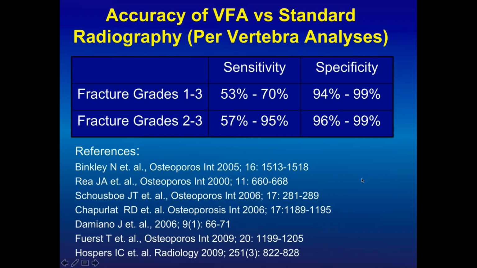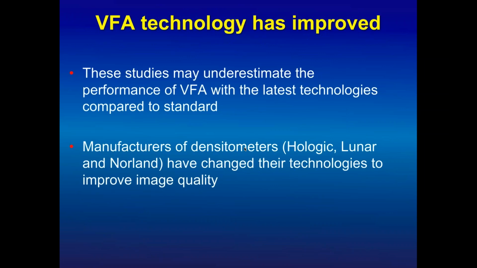Some of the earlier studies that were performed comparing a VFA and standard radiography showed a range of sensitivity and specificity being actually generally quite good. Sensitivity was variable, and most of the lower sensitivity scores were from studies that were done with the older technology. And so with the advances in technology in the last decade or so, the comparison with conventional radiography becomes much closer.